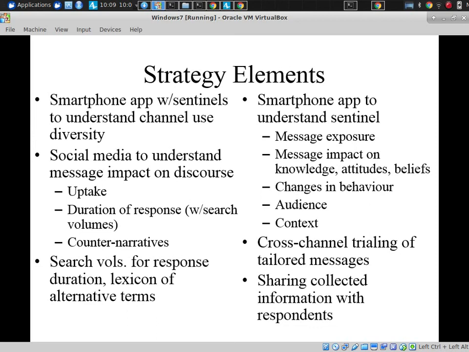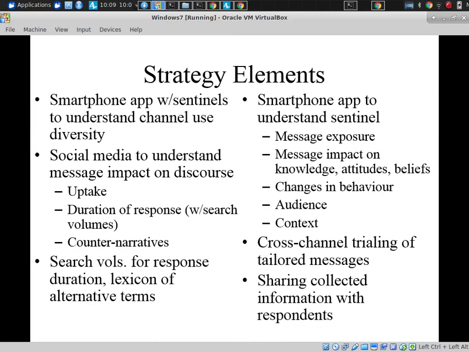You can look also to search volumes, starting the very next day. Is this triggering more information searching? You can look to web logs. Is this triggering people to come to our website as hoped? Are people indeed coming to view the information as linked to within the site, etc.? The smartphone app can be used with sentinel groups to understand things in more detail.